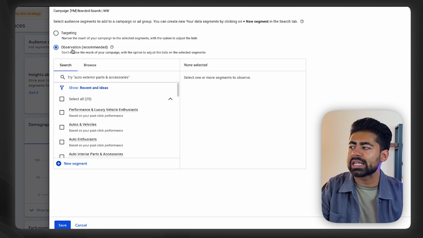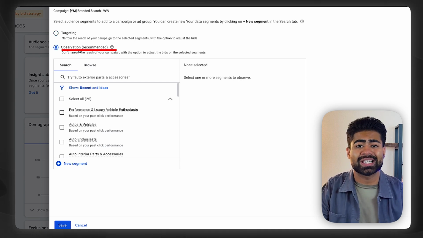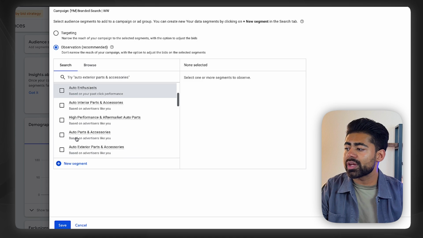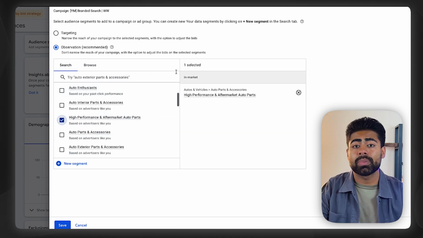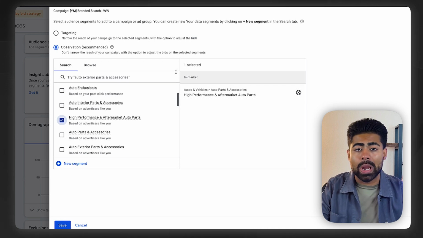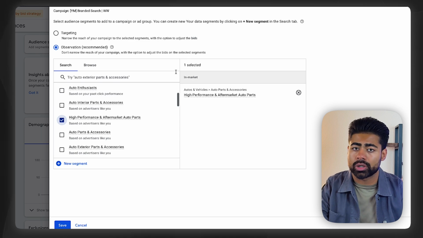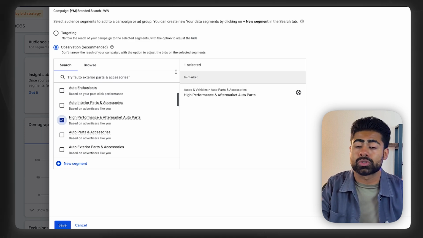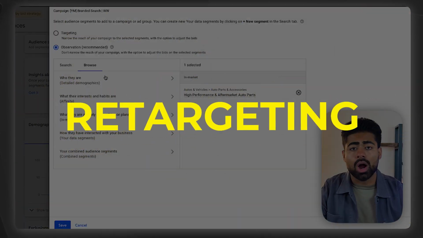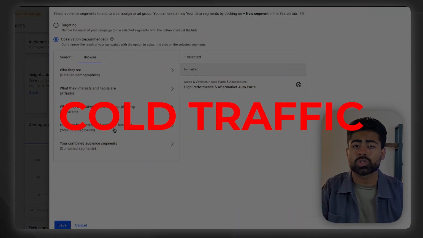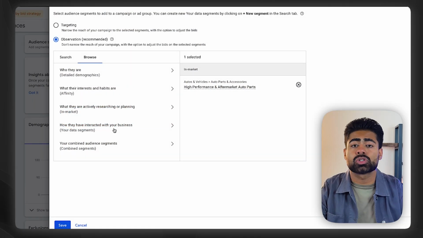You can choose and leave it on observation, which is essentially when Google's algorithm is observing the people you choose here and then trying to find similar people according to those audience segments. It's one of the most powerful ways to target your ideal audience. Now, it's not exactly interest targeting, but it comes very close to that. And what you want to do here again is choose retargeting audience segments. You don't want to go after cold traffic here because that would leave things too broad.